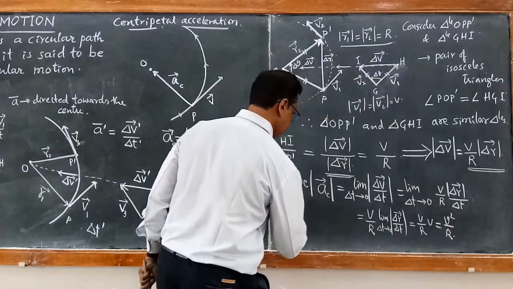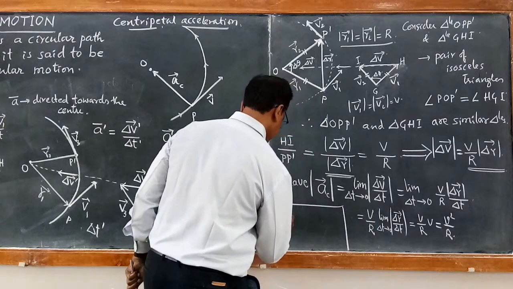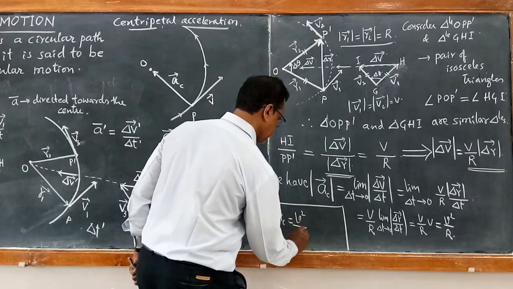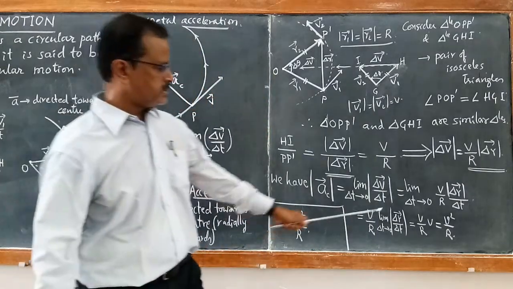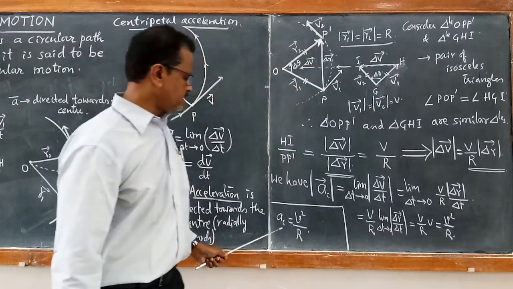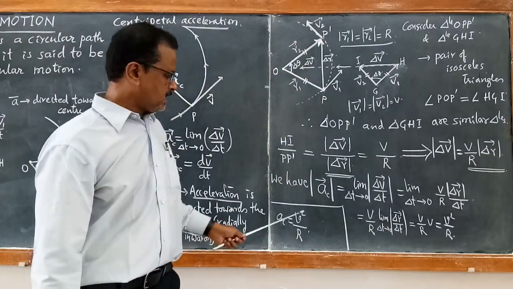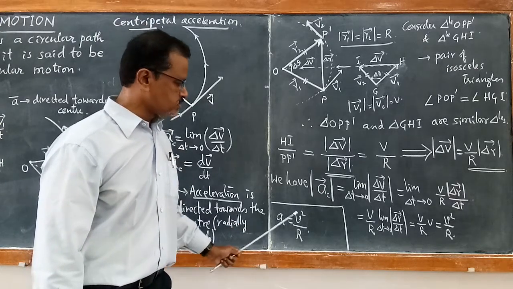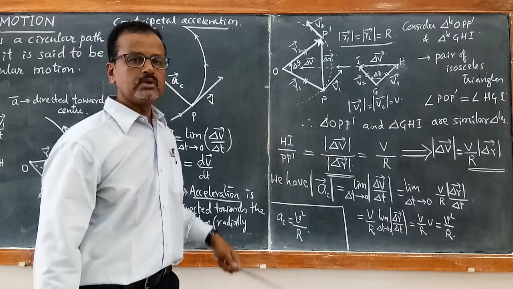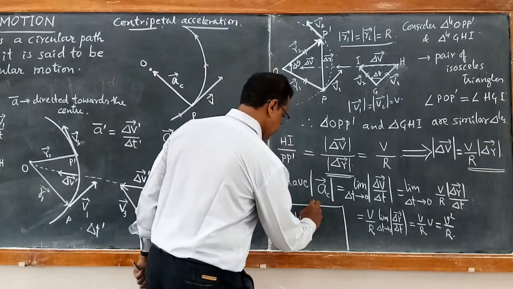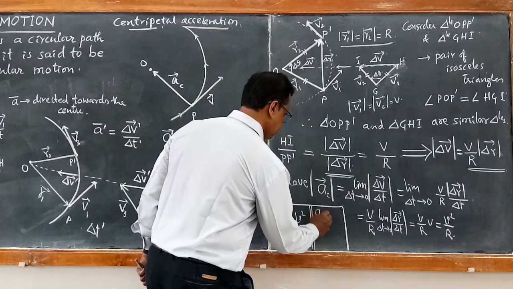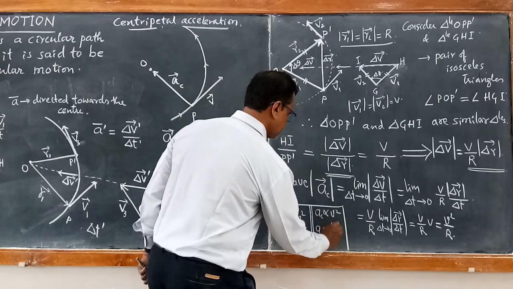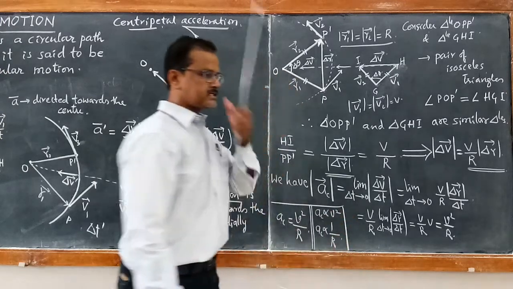Therefore, finally we get the magnitude of centripetal acceleration as V squared by R. It means centripetal acceleration is directly proportional to the square of the velocity, and inversely proportional to the radius. Thus, we can conclude AC is directly proportional to V squared, and AC is inversely proportional to the radius of that circular orbit.